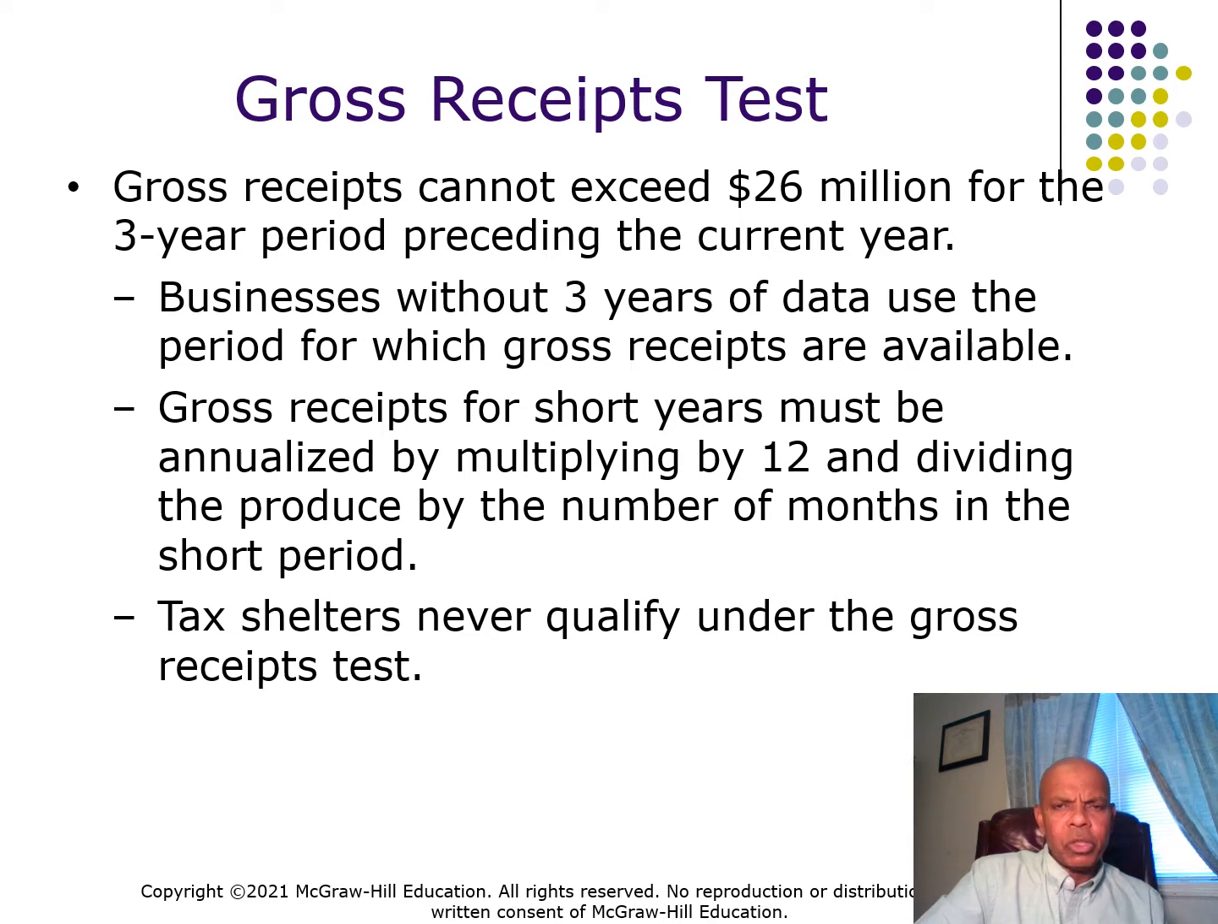The gross receipts for short years must be annualized by multiplying by 12 and dividing the product by the number of months in the short period. So if they don't have 3 years, usually you look at the 3 prior years and see whether they meet that threshold. Tax shelters never qualify on the gross receipts test. Tax shelters are usually what people use to avoid paying taxes, putting money somewhere else and such. But when you test your gross receipts, that doesn't apply.